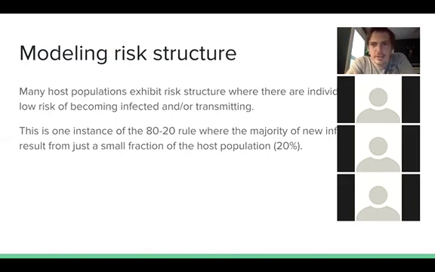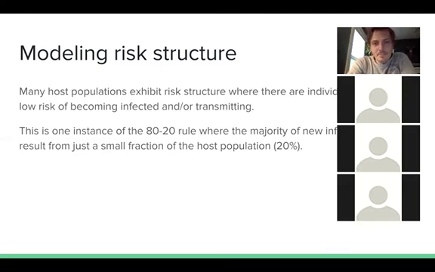And this is just one particular instance of what's known in infectious disease epidemiology as the 80-20 rule, which states generally that for any given infectious disease, the majority of new infections are going to arise from a small fraction of the host population. And generally, it's cited as 80% of new infections arising from only 20% of the population, but the exact fractions aren't what is actually important here. What's actually important is just that the majority of new infections are going to arise from a small subset of the population.